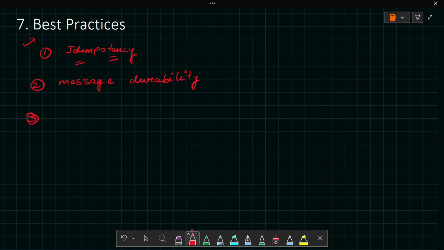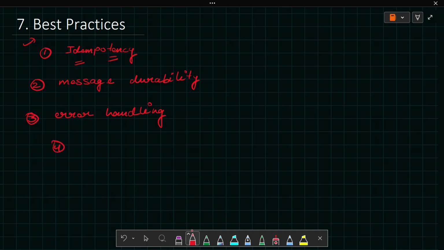The third is error handling. What you should do is always implement robust error handling, including retries. You should add troubleshooting and dead letter queues, as we have discussed already. You should have an alerting system to deal with failed message processing.